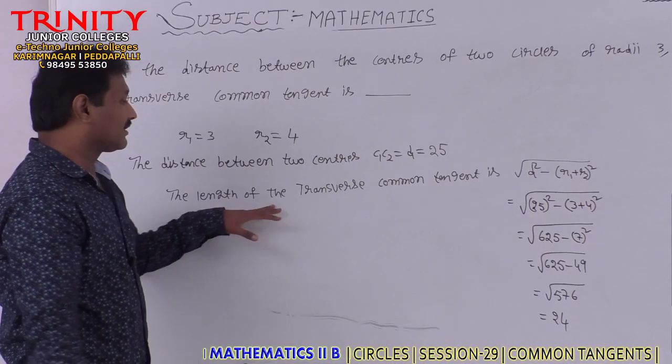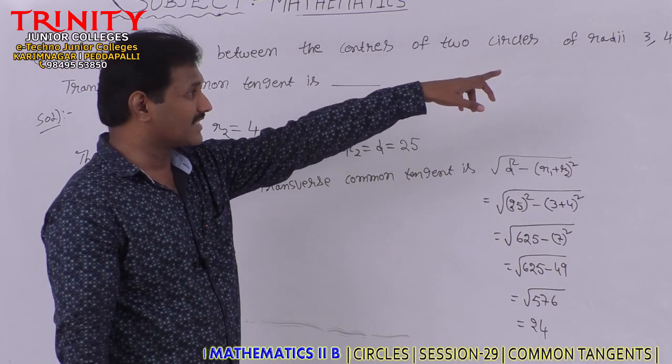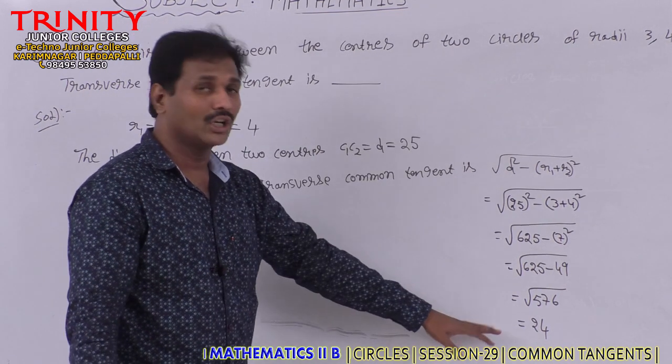Therefore, the length of the transverse common tangent of these circles having radii 3 and 4, with distance between the two centers 25, is 24.